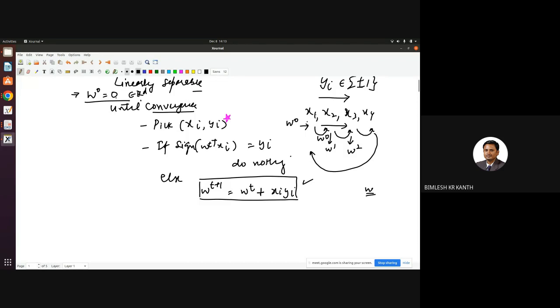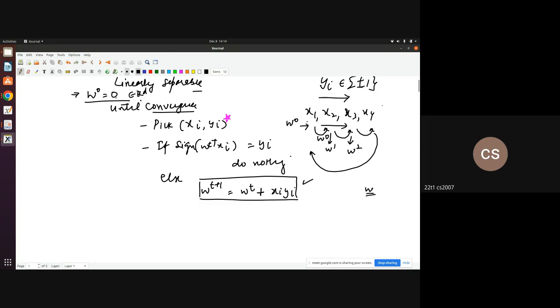So in the second pass also, there is some misclassification for some other data point. Suppose in this case, there are 4 data points. In 4 passes, we are having 4 different misclassifications. So when do we know that convergence has happened? That's what I said. If the mistake is happening, you will keep updating it.